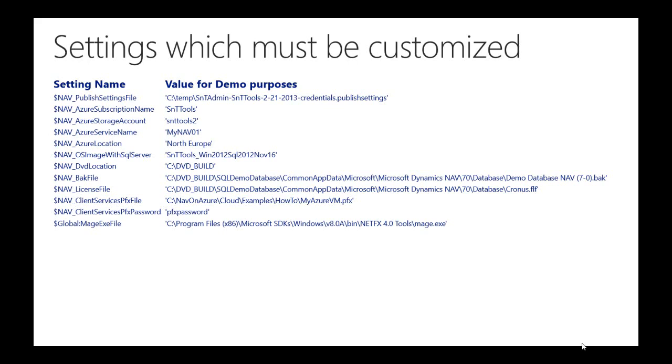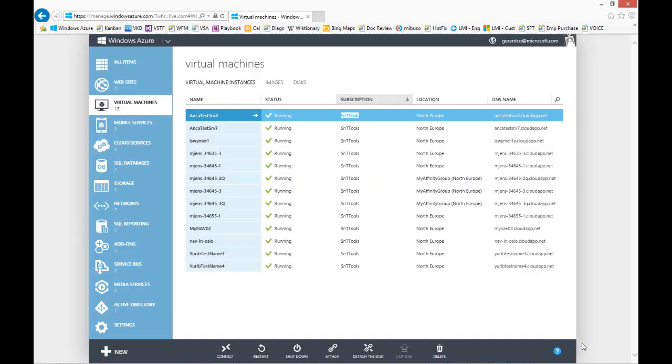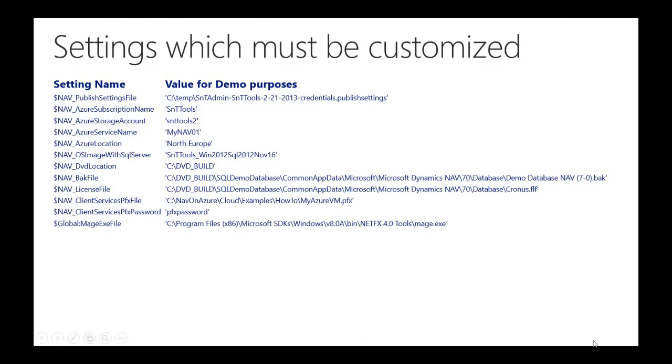The next setting is the Nav Azure subscription name. This is your Azure subscription name and can be seen on the Azure portal as follows. The next setting is Nav Azure Storage Account. This is the Azure Storage Account which should have been created earlier. For more details, see step 1 in my previous video, How Do I Get Started with Provisioning Tools for Azure.